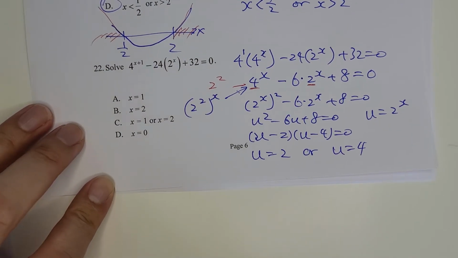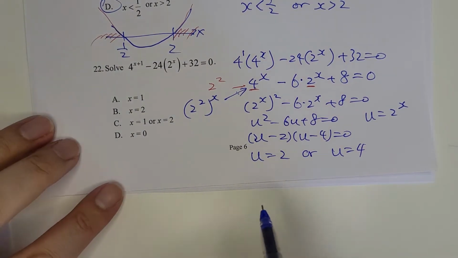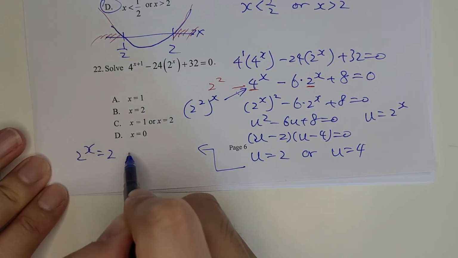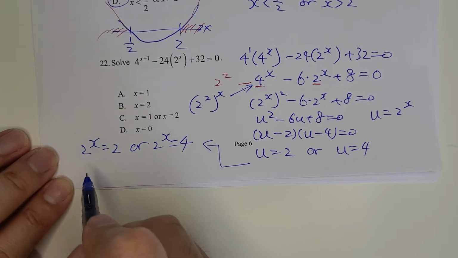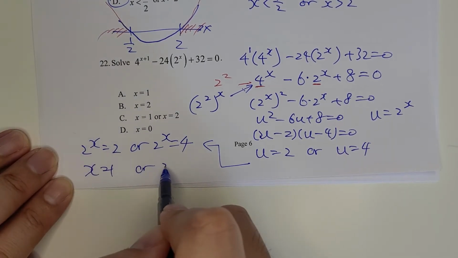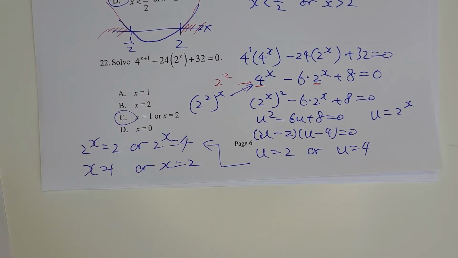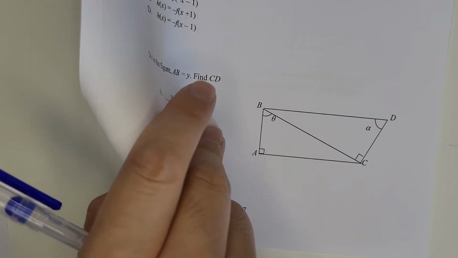But of course, that's not the answer. Since u is 2 to the power x, you need to find x. 2 to the power x equals 2 or 2 to the power x equals 4. So x is 1 or x is 2. So the final answer is C. Let's finish question number 22. And then go to question number 23.